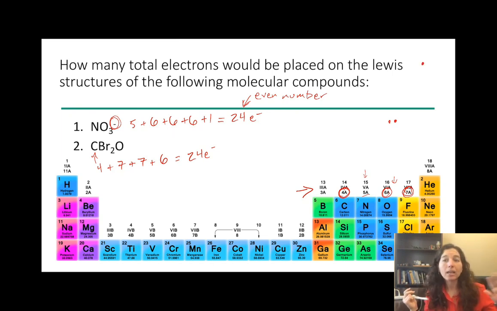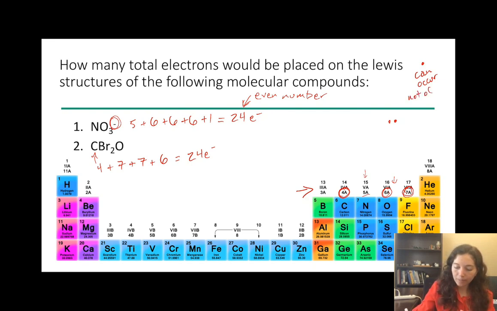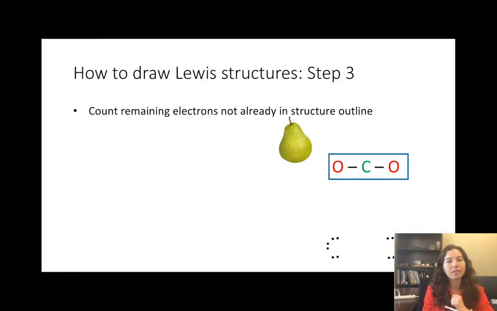It doesn't mean it doesn't happen. It can happen, but the majority of the time, you should have even numbers. So if you calculate an odd number, double check your work. Something could have gone wrong. So this can occur. It can occur to have an unpaired electron, but it's not often. Okay, so do be on the watch for that. All right, let's move on to step 3.